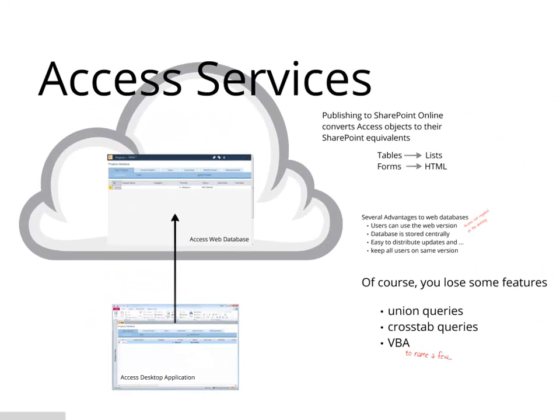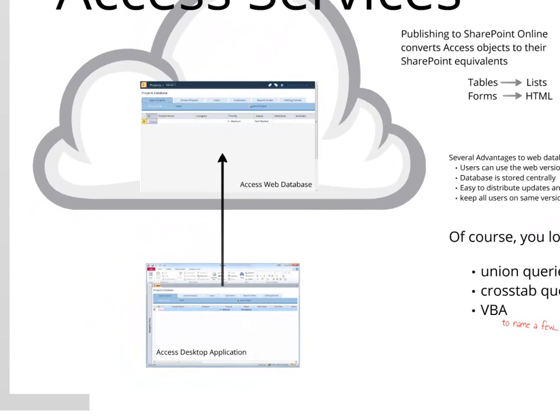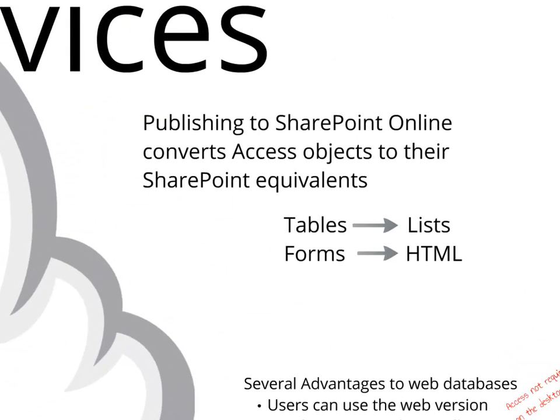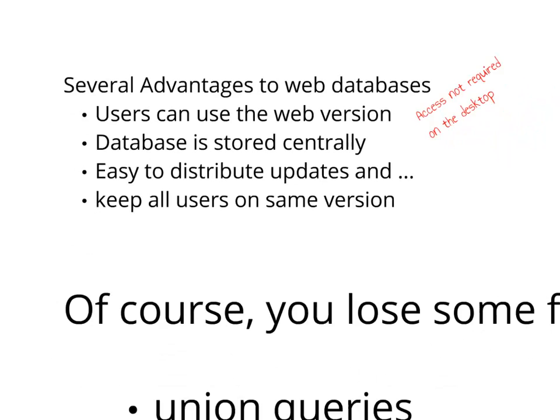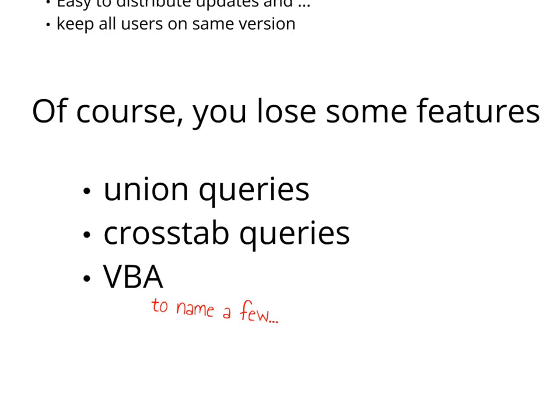With Access services, you can take an Access database and publish it to SharePoint Online, where it then acts as a web database. Publishing to SharePoint Online converts their objects to their SharePoint equivalents. Tables become lists, forms become HTML forms, etc. Now, there are several advantages to web databases. Users can use the web version without any need for Microsoft Access on their local system. The database is stored centrally, which makes it easy to distribute updates, and it keeps all users on the same version. Now, of course, you lose a few features, the most prominent of which are union queries, cross-tab queries, and support for Visual Basic for Applications.